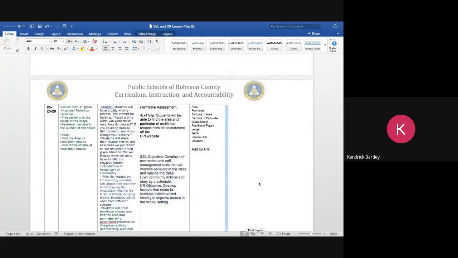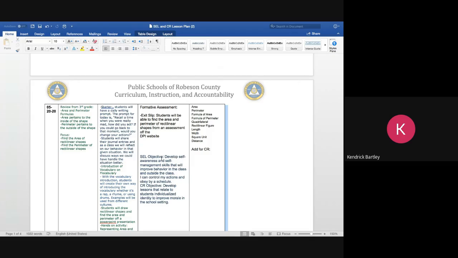So when we come to the actual lesson, I always introduce the area and perimeter formulas, talk about what area and perimeter is, and what we're going to focus on. What we focus on in this lesson was finding the area of rectangular shapes and finding the perimeter of rectangular shapes. With their starter, I asked them to recall a time when they were mad. How did they act? If they could go back, how would they change it?